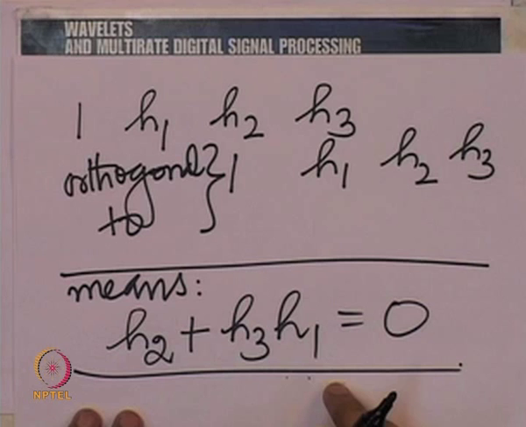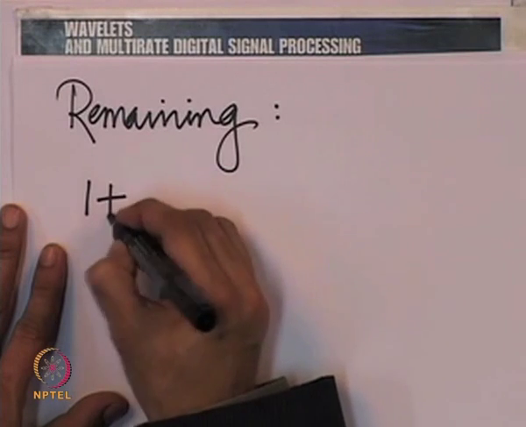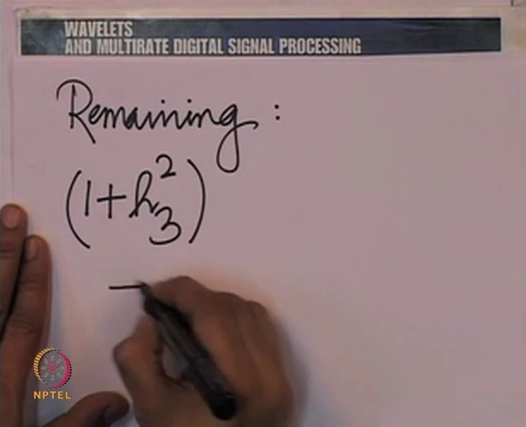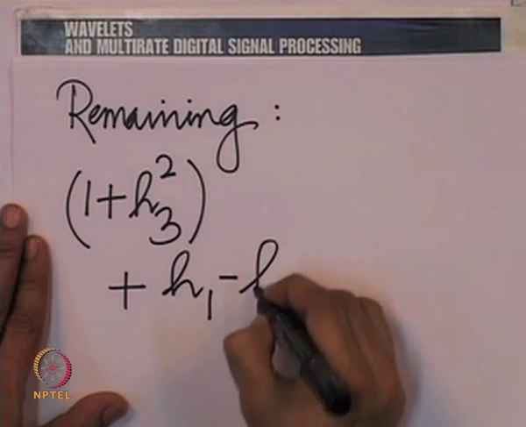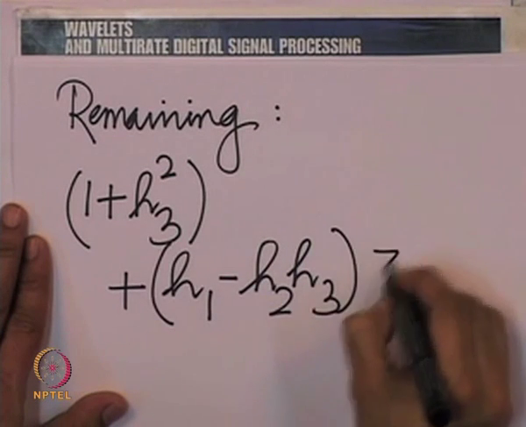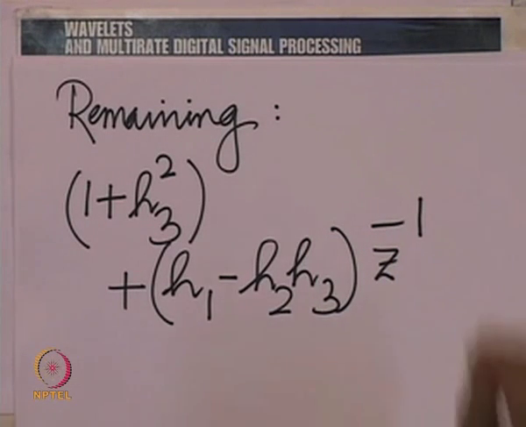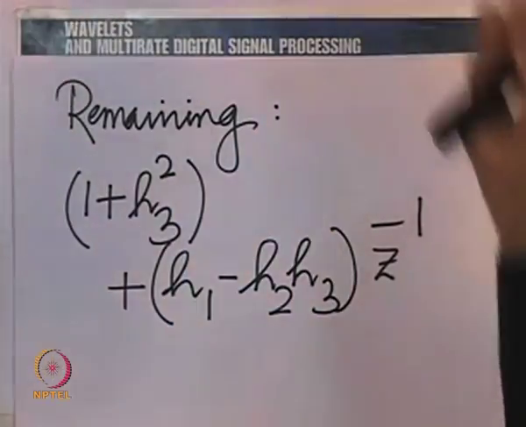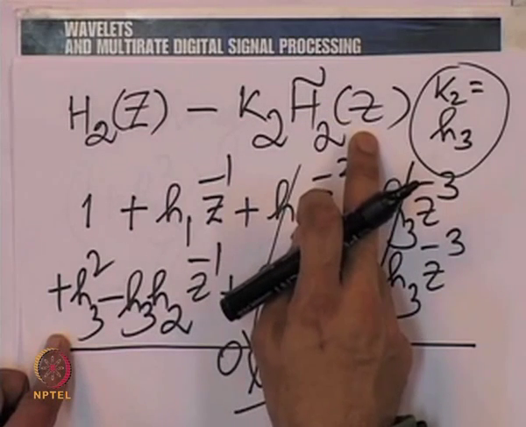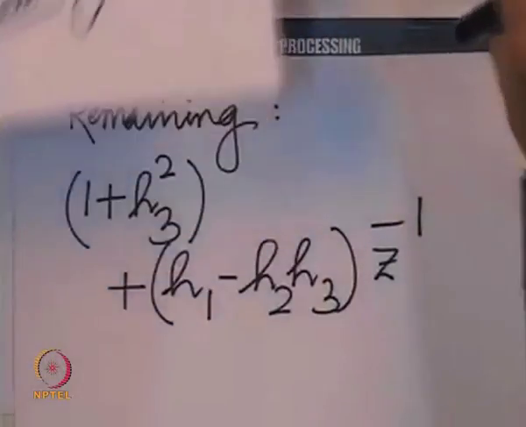So, what is left now remaining is 1 plus h 3 squared plus h 1 minus h 2 h 3 times z raised to the power minus 1. So, we are in a very good situation. As far as h 2 z minus k 2 h 2 tilde z is concerned, the length has gone down by 2 as we indeed wanted it to.